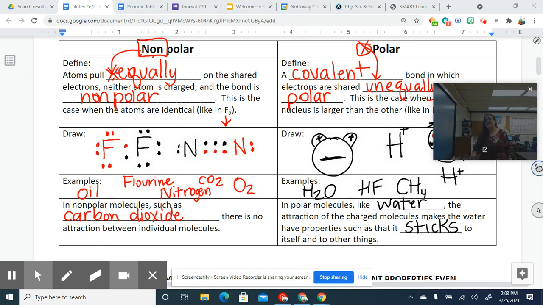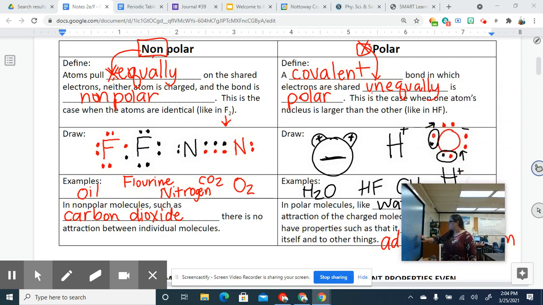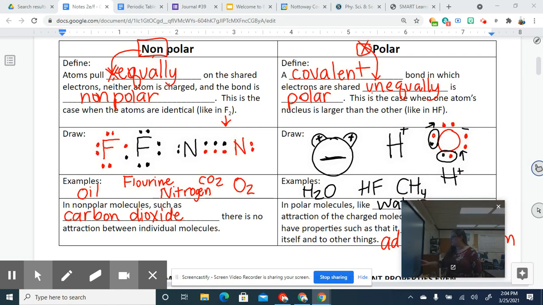Write these 2 words down. You're supposed to know them already, but just in case you don't. Adhesion and cohesion. Water sticks to itself. Water sticks to other things. That's why water droplets stick to your windshield. That's why water is able to travel up the straw. That's why it's able to travel up the tubes, the xylem and phloem in the plants, because it's sticky.